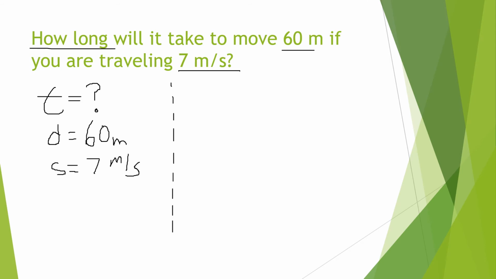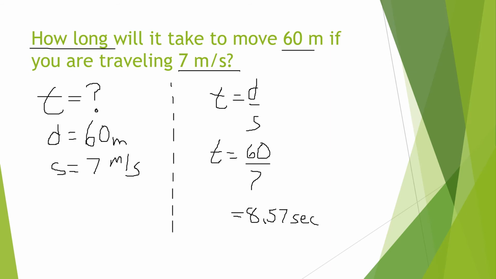And if there's not an acceleration, we're going to use one of the speed equations from the speed triangle. One of the no acceleration equations would be time equals distance divided by speed. Time equals 60 divided by 7. And when I type that in my calculator, I get 8.57 seconds is the time. With no acceleration, we still use the speed equations.